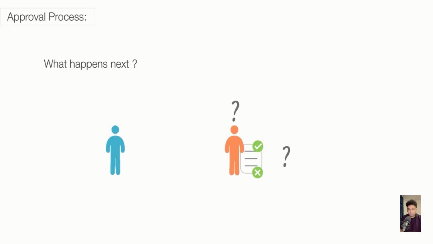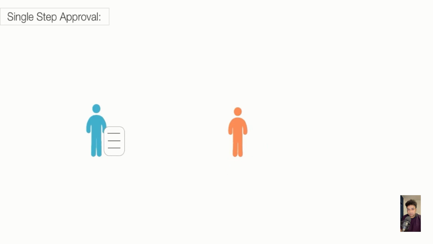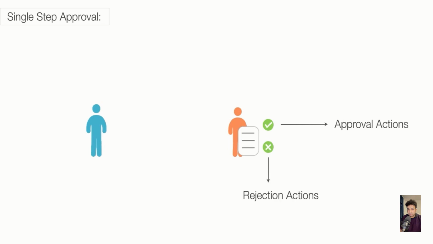Using the tools on this platform, you can build a single or a multi-step approval process. In a single-step approval process, when a user submits the record for approval, the request is sent to the approver. If the record is approved, then approval actions are triggered. And if the record is rejected, then the rejection actions are triggered.